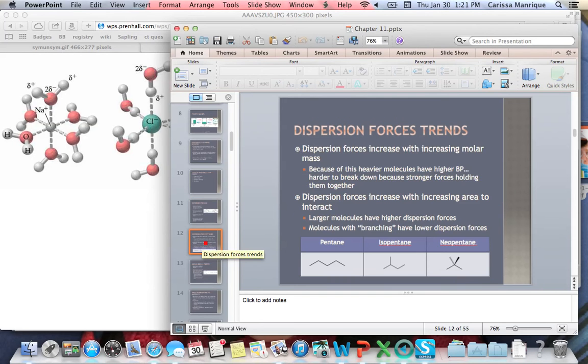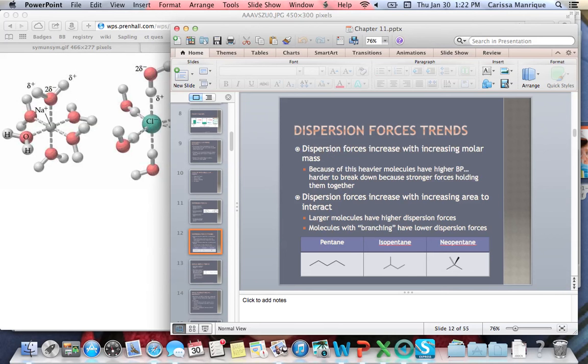There are trends. First of all, sometimes I just shorten London dispersion to dispersion forces. Dispersion forces increase with increasing molar mass. Let's think about why that would happen. What we're looking at is protons and electrons. Does it make sense that the larger the molecule is, or the more it weighs, the more protons it has? If you have more protons, then you have a stronger magnet, if you want. So the heavier something is, the greater the molar mass, the more protons you have, and therefore the stronger the intermolecular force, or dispersion, because you have more protons.